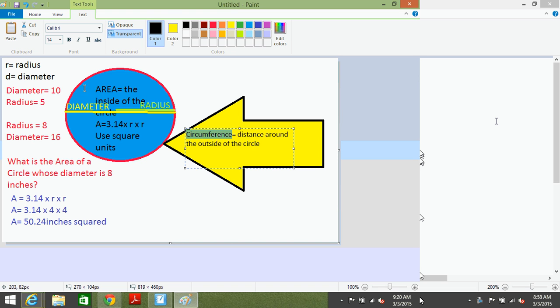I'm going to bold that. I may change the color of the word just to get a little fancy here, just because I can. I'll do it in red, so I can remember I'm talking about the red part of my circle. It's the distance around the outside of the circle.